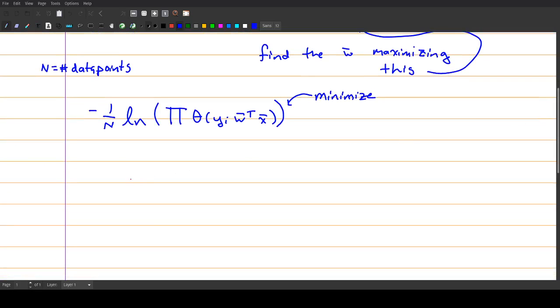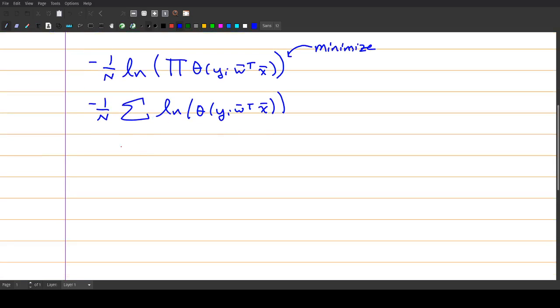So now we're going to do some algebraic massaging here. This is minus 1 over n. Natural log turns the product into a sum, and this becomes natural log of theta of yi wT x. Now there's a negative sign here, so I'm going to push it in. And this becomes 1 over n of natural log of 1 over theta. This is very similar to a derivation that we did in the first videos. I forgot to put the i here, and I also forgot to put the i there. There it is.